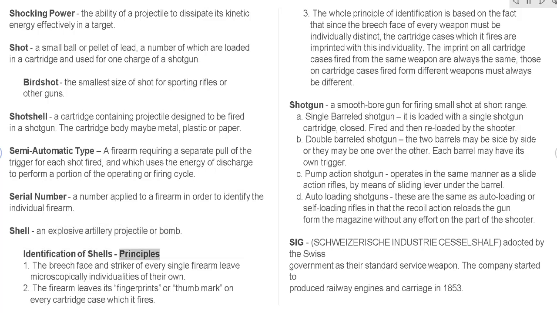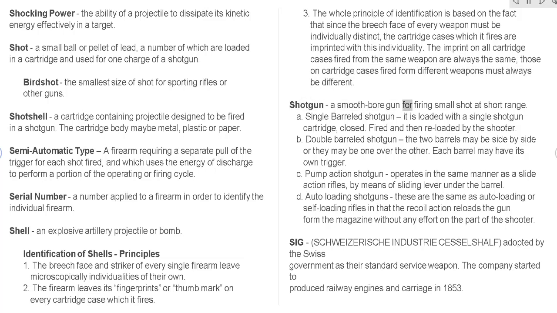Identification of shells, principles. 1. The breech face and striker of every single firearm leave microscopic individualities of their own. 2. The firearm leaves its fingerprints or thumb mark on every cartridge case which it fires. 3. The whole principle of identification is based on the fact that since the breech face of every weapon must be individually distinct, the cartridge cases which it fires are imprinted with this individuality. The imprint on all cartridge cases fired from the same weapon are always the same, those on cartridge cases fired from different weapons must always be different.